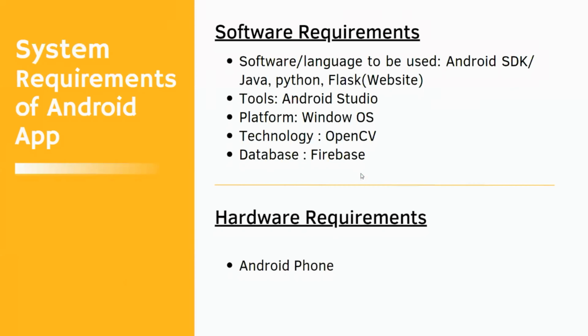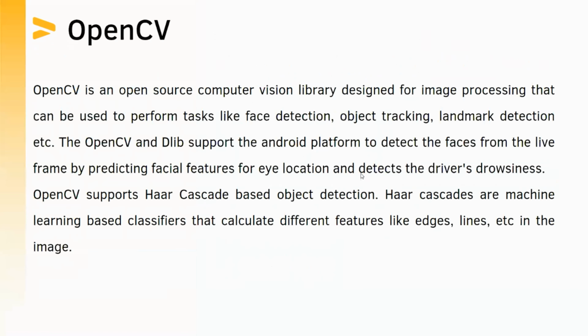The software requirements were Android Studio, built on the Windows operating system. The technology used was OpenCV, and there was also a registered user database, so we used Firebase for that. The hardware requirement was only the Android phone. Now coming to the technology, OpenCV is an open source computer vision library designed for image processing, used to perform tasks like face detection, object tracking, landmark detection, etc. OpenCV supports the Haar cascade, which calculates different features like edges, lines, etc. in the image.